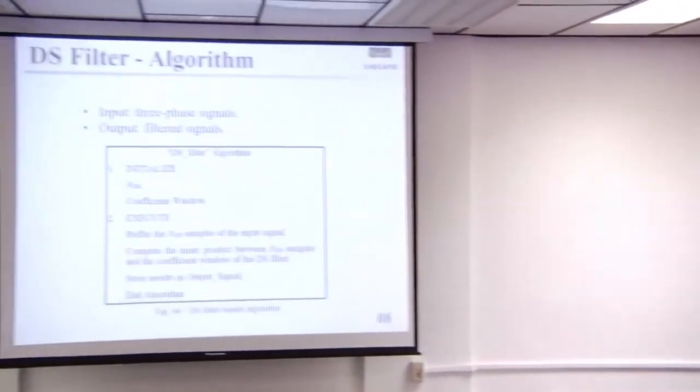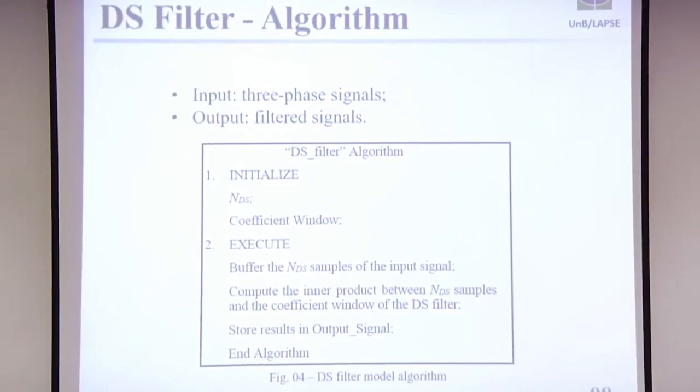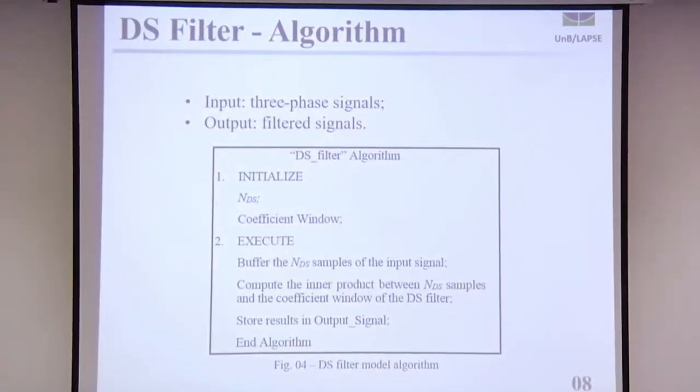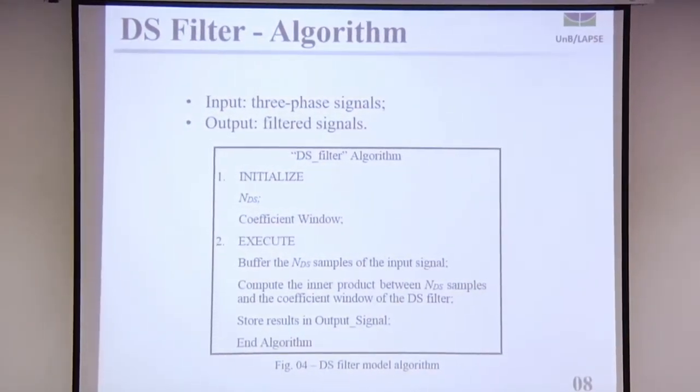Well, figure 4 was used in this paper to show a simple DS filter algorithm, which uses as input the 3-phase signals and as output the respective filtered signals. In this algorithm, it is just needed to initialize the NDS coefficients and the coefficient window. And in the execution of the algorithm, it is needed to buffer the NDS samples of the input signal, compute the inner product between the NDS samples and the coefficient window of the DS filter, and store the results in an output signal.